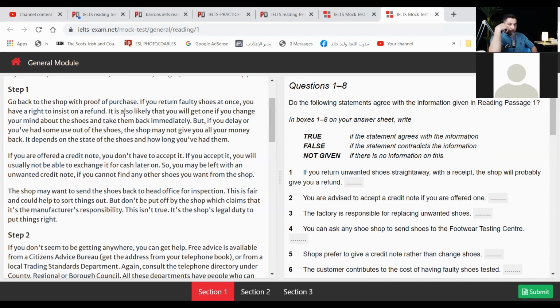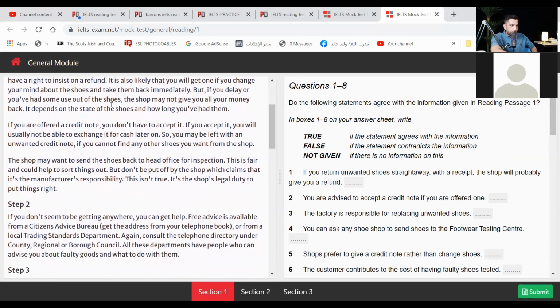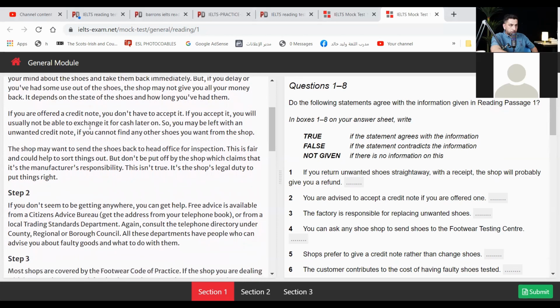If you are offered a credit note, you don't have to accept it. If you accept it, you will usually not be able to exchange it for cash later on. So you may be left with an unwanted credit note if you cannot find any other shoes for you from the shop. Okay. This phrase is talking about the credits. So I know the rules in the US.